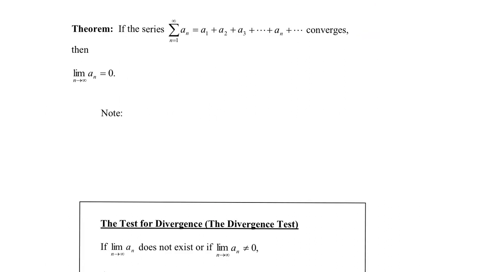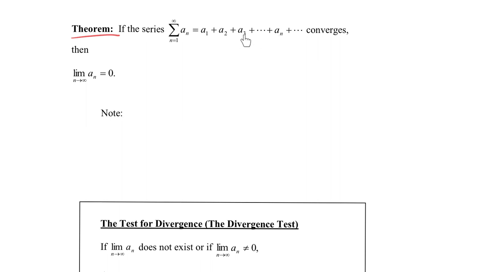Okay, it is time for a theorem. We've got a theorem here that says if the series listed here converges, then the limit of a sub n has to be 0. Now this totally makes sense if you think about it. If this series is going to converge, that means we can make the sum of these terms get closer and closer and closer to a number. So the only way that's going to be possible is if these numbers get smaller and smaller and smaller, right?